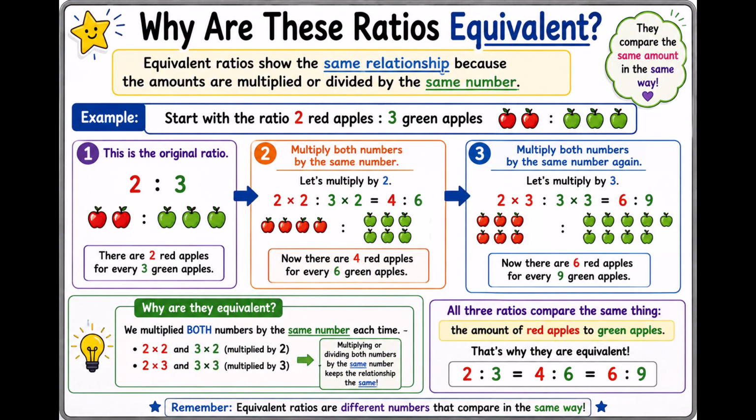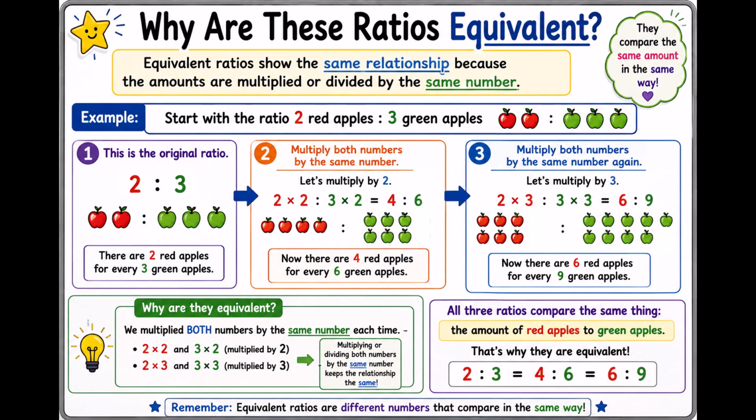So now let's learn why some ratios are called equivalent ratios. Equivalent ratios may have different numbers, but they compare the same relationship. You make an equivalent ratio by multiplying or dividing both numbers by the same number.